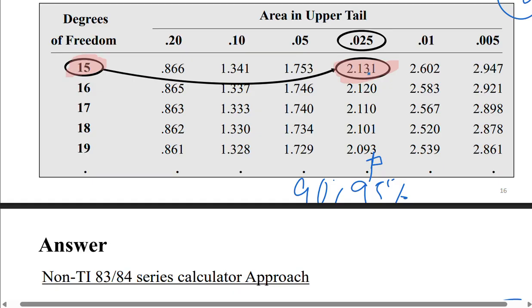Where these two values intersect gives us our t critical value for 95%. So 95% is over here. Our degrees of freedom is right here. Where these two meet is the t critical value. So we are working with a t critical value of 2.13. Let's go back and perform our calculation here.